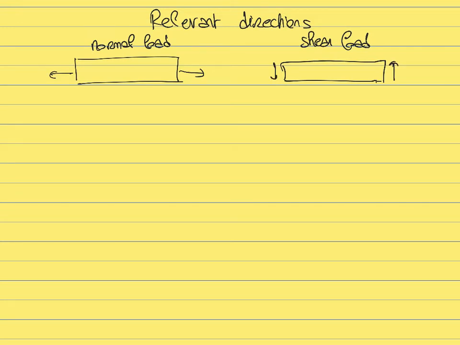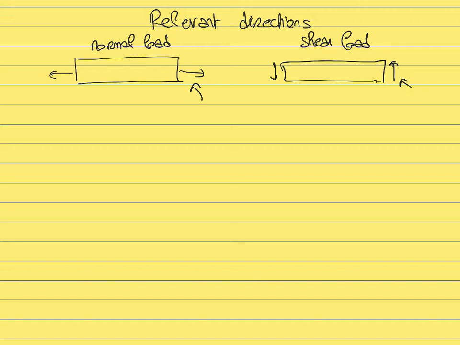So this beam in this case is going to be subjected to a shear deformation, where this time the load is applied along the surface over which it is applied. So in the case of a normal load, the load is orthogonal to the surface over which it is applied, and in the case of a shear load, the load is along the surface over which it is applied. So now in this case, there are some directions that are useful to define.